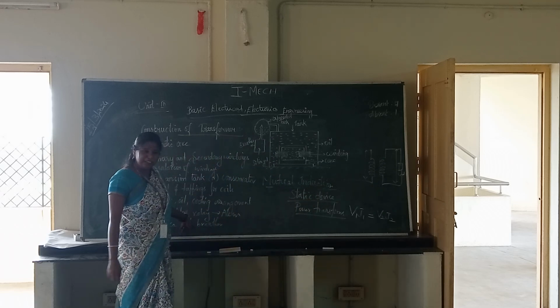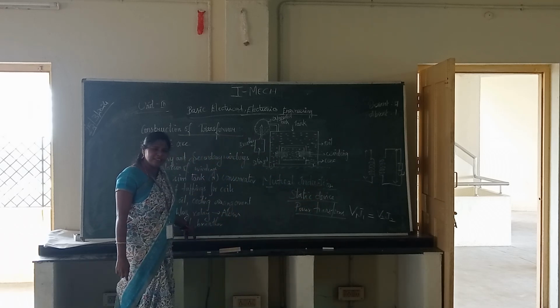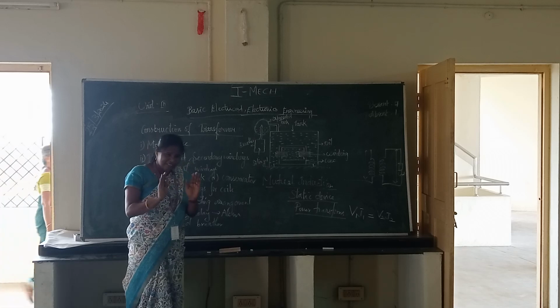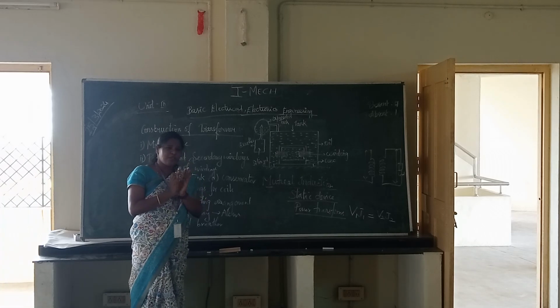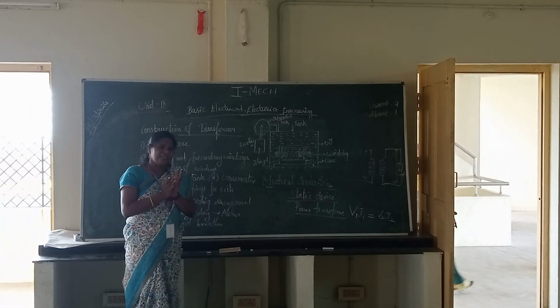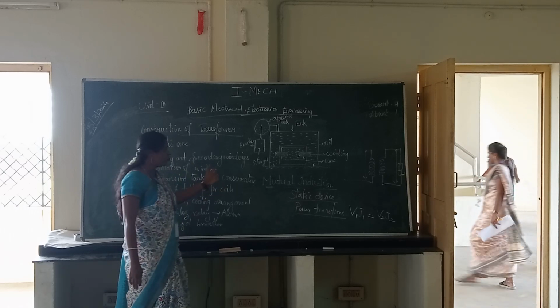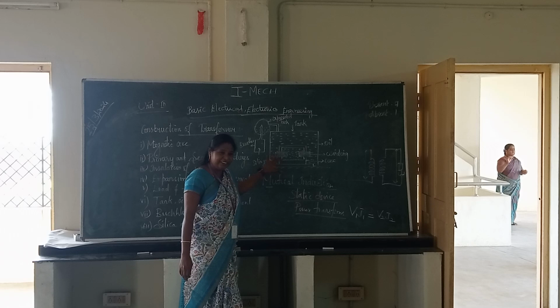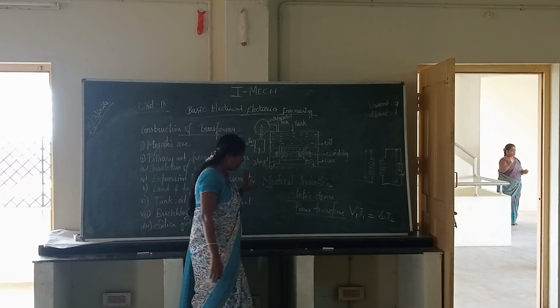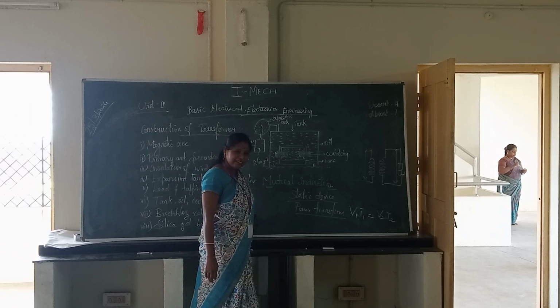We have a silica gel breather. What is a silica gel breather? A breather is filled with silica gel, which absorbs the moisture in the air. It absorbs the moisture in the air and allows only dry air to flow inside the transformer. Okay, right? The construction part is clear.